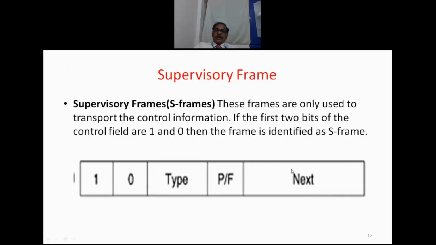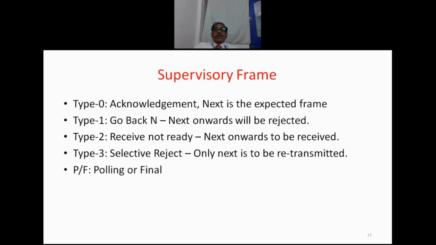Got my point? So that is the supervisory frame. There are 4 types. Type 0, acknowledgement: I am expecting this. Type 1, go back: from this onwards I need again. Type 2, receiver not ready: not received, please send this. Type 3, selective repeat or reject: only this I did not receive correctly, all remaining okay, so please send me this again. That is the meaning of this. Hope everyone understood.